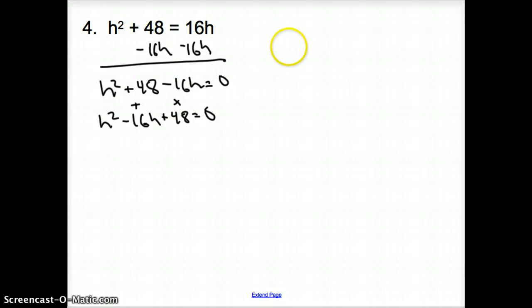So if you don't like the table, you can just put your number 48. Since it's a positive number that adds up to a negative, I know that both of my numbers have to be negative, because a negative times a negative is positive, and they're going to add up to be a negative. So let's try it. Negative 2 and negative 24. That adds up to be negative 26. That doesn't do us any good.